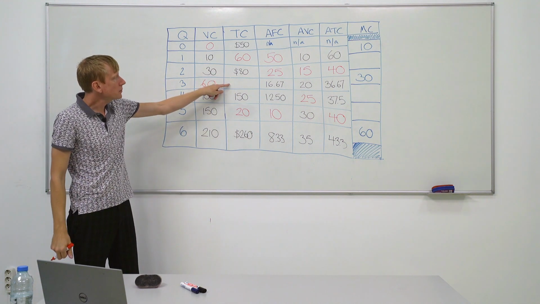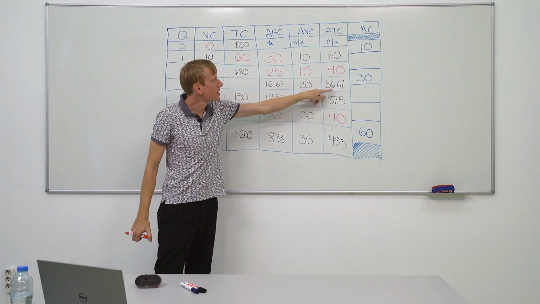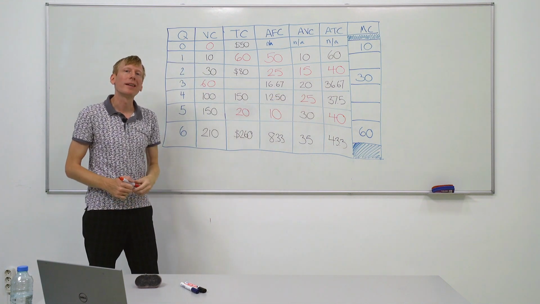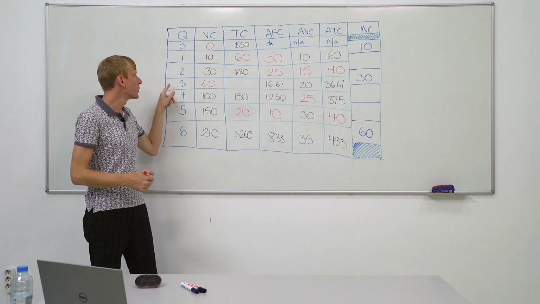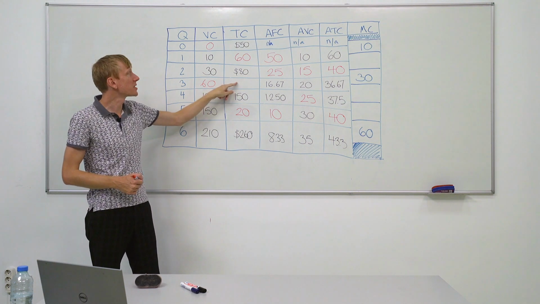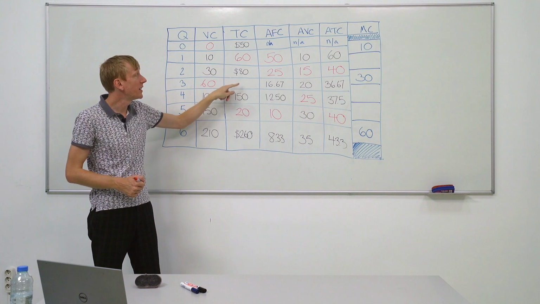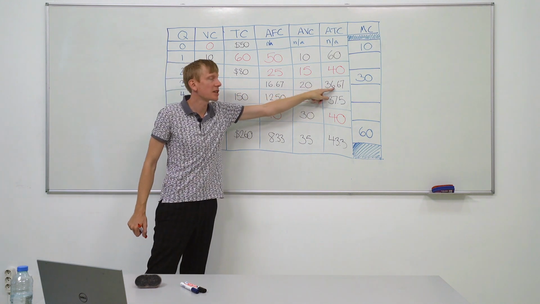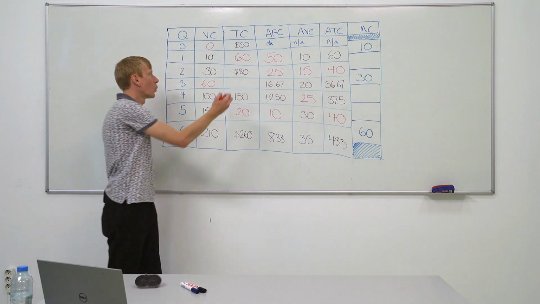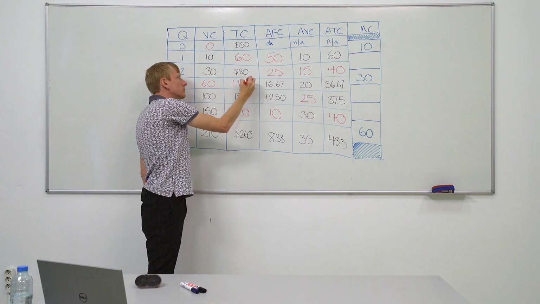Here also, our total cost is 36.67 for that quantity of output of 3. So our total cost, now for producing 3 units of output, that must be 36.67 times 3, 110.